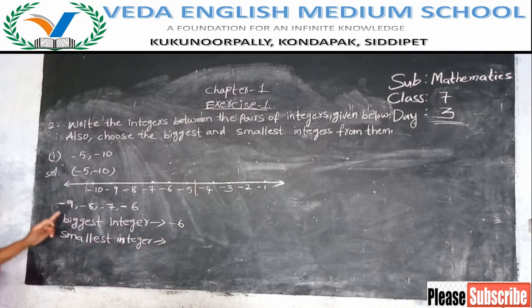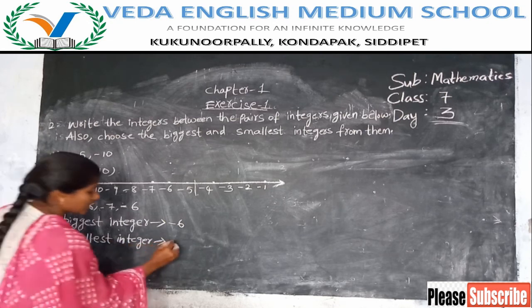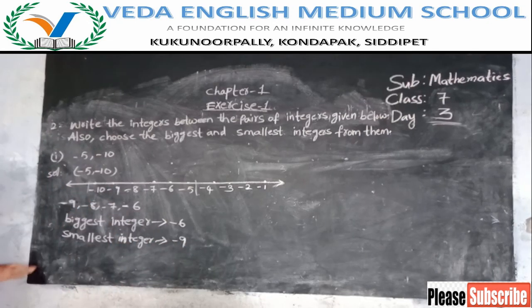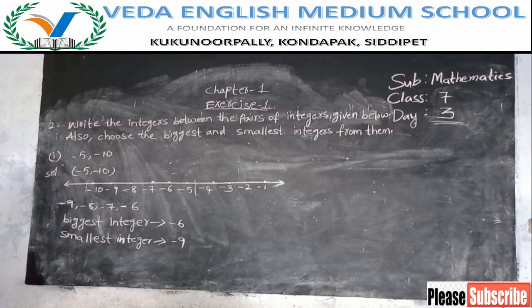Greater number becomes smaller. 9 is the greater number, so -9 is the smallest number. Now greater number, smaller number, both are completed.